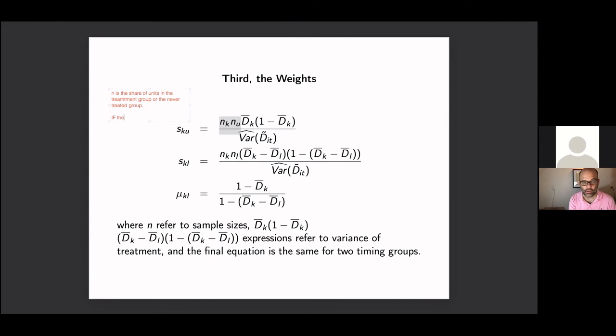Okay, so if there are 50 states total and 20 are in the treatment group, then NK equals 20 over 50. All right, that's what it would equal. And NU would equal 30 over 50. So 40% versus 60%. All right, so you get these weights on the share of units in the treatment group or the control group. And then you get this D bar.